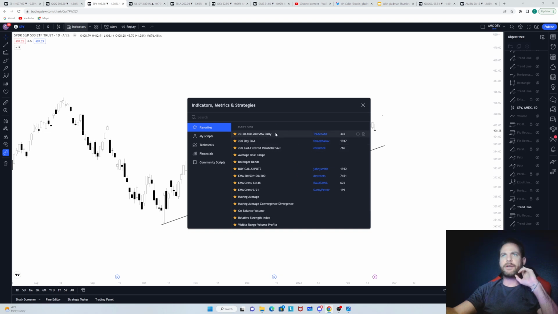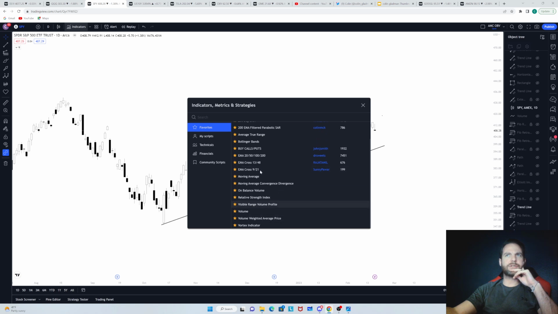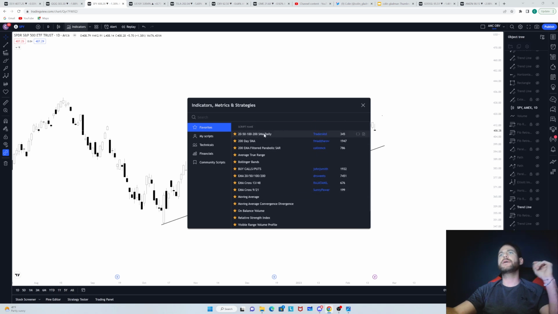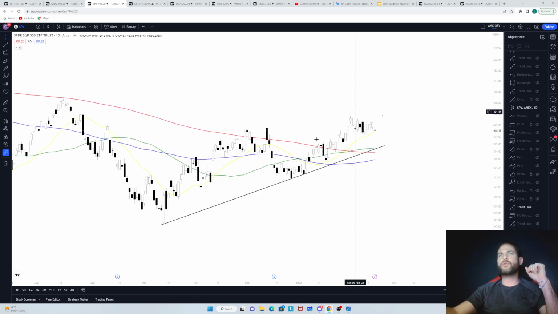As far as indicators go, I'll just run through all of these real quick. Here are the ones that I have pinned. First off, you've got all of your simple moving averages: your 20, your 50, your 100, and your 200. Pretty much the 50 and the 200 are the ones that I pay attention to the most. The 200 by far and away is the most important one to pay attention to when it comes to simple moving averages or EMAs, exponential moving averages.